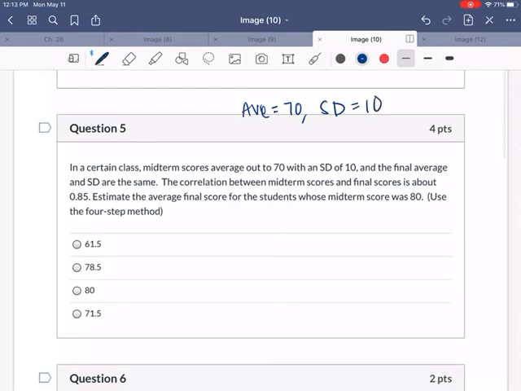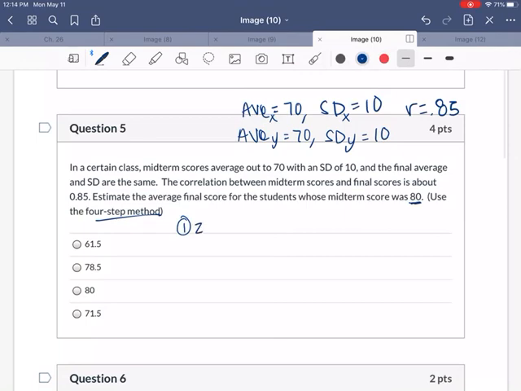In a certain class, midterm scores average out to 70 with a standard deviation of 10. And the final is the same. The average for the X and the SD for the X, average for the Y, SD for the Y. The correlation is 0.85. Okay, so we're given a 5-number summary. Estimate the average final score for the student whose midterm score was 80 using the 4-step method. Okay, it's been a long time since you've done this probably.